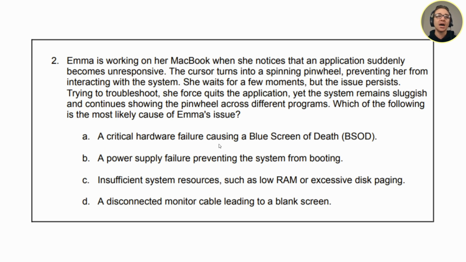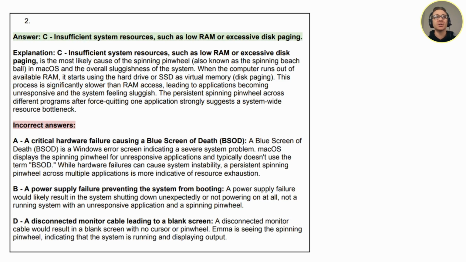A, a critical hardware failure causing a blue screen of death. Or C, insufficient system resources such as low RAM or excessive paging to the disk. Let's go ahead. Take a guess right now. I want you to have a guess, and I want you to try to feel confident in that guess. Right? You should be feeling confident before we move on. 3, 2, 1. The answer is C, insufficient system resources.